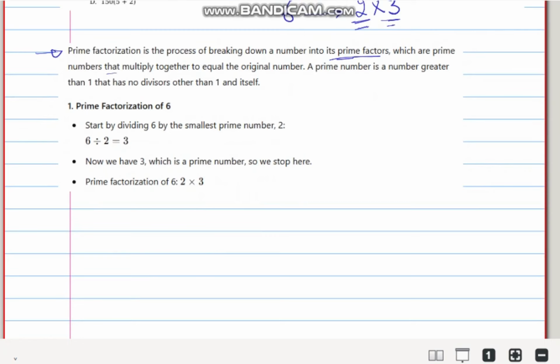A prime number is a number greater than 1. And again, what is a prime number? It is defined here also. A prime number is a number which is greater than 1, and it cannot be divided by any other number except itself. For example, let me talk about 6. Is 6 a prime number or not?